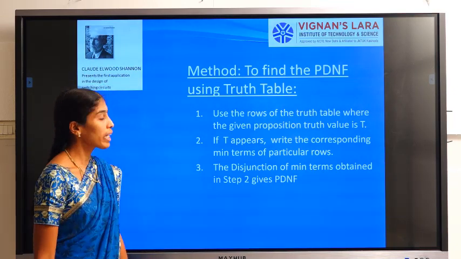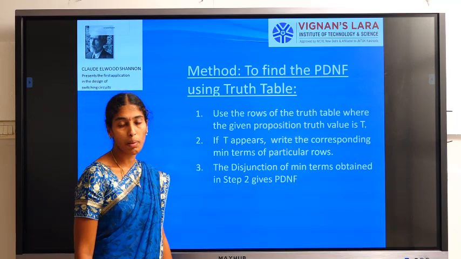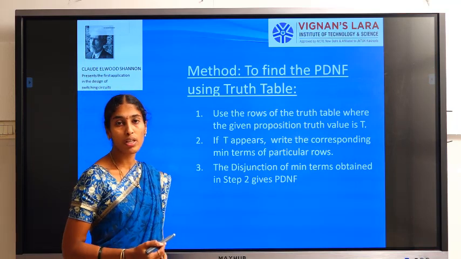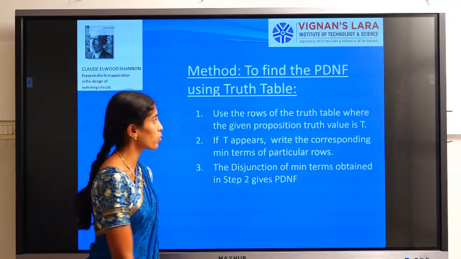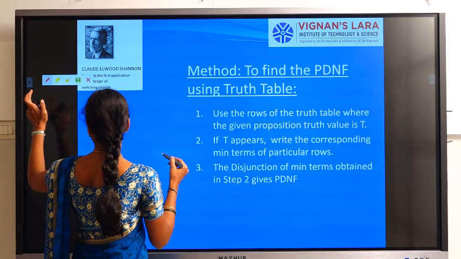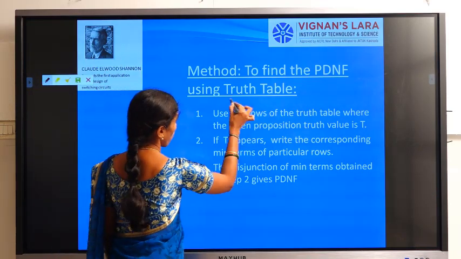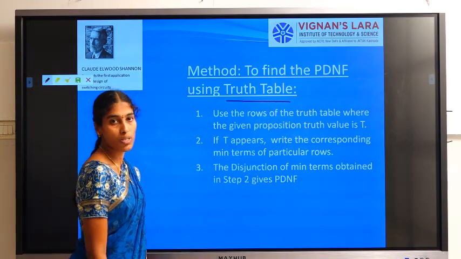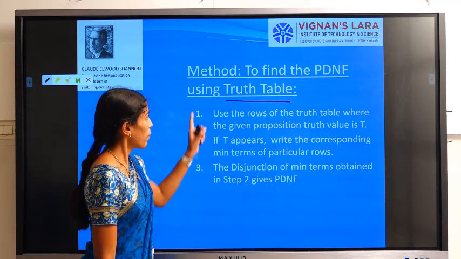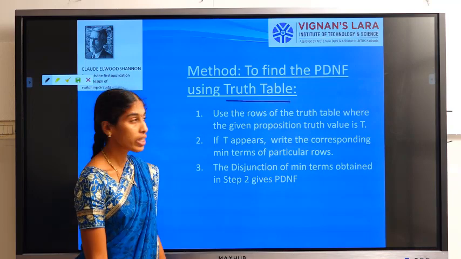Next, method to find PDNF using truth table. Here we will find out the PDNF of a given proposition using two methods. One is using the truth table procedure, the other one is using equivalent formulas. Right. Method to find the PDNF using truth table.